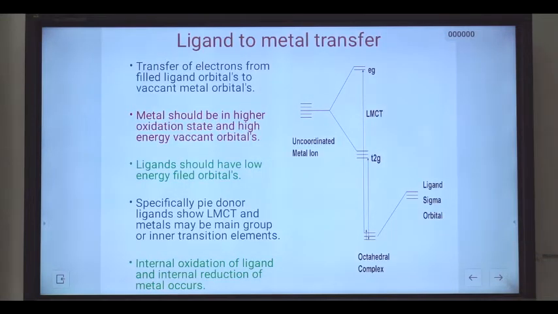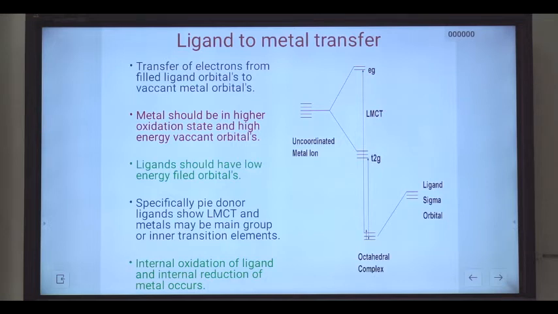So the first transition is the ligand to metal charge transfer. Here the transfer of electrons is from the filled ligand orbital to the vacant metal orbital. So from where will the transition take place? From the ligand, up to the metal. So the metal should be vacant and the ligand should be filled. Then the metal should be in a higher oxidation state with a high energy vacant orbital. These are the conditions through which ligand to metal charge transfer can take place.